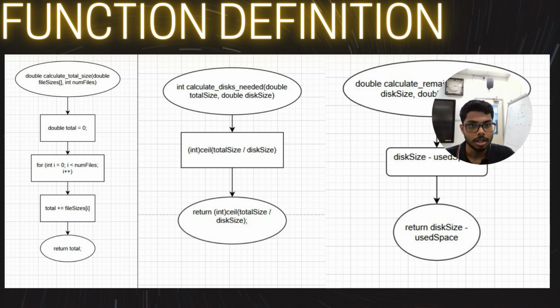We have a double to calculate the remaining size. The function called is calculate remaining space, and it will calculate based on the disk size. The formula is disk size minus used space, and then it will return the number of remaining spaces.